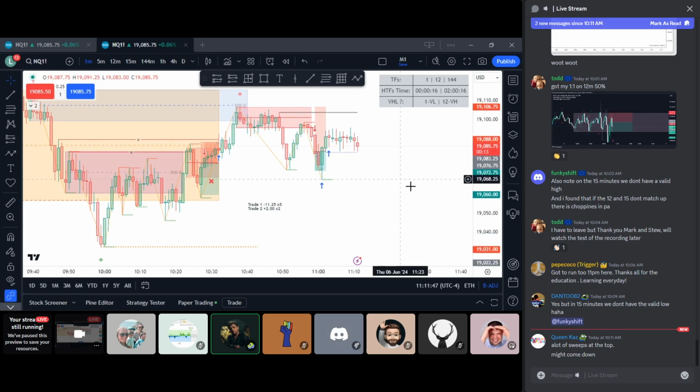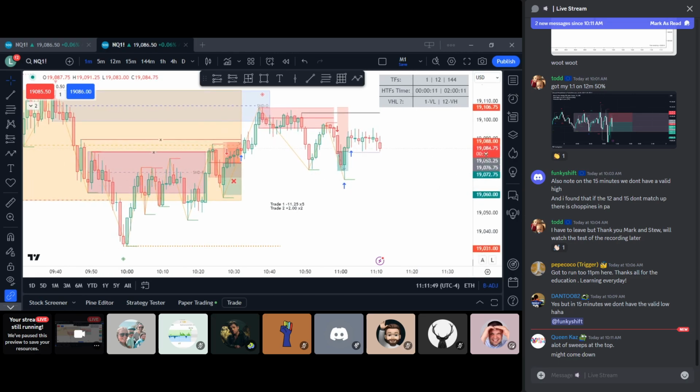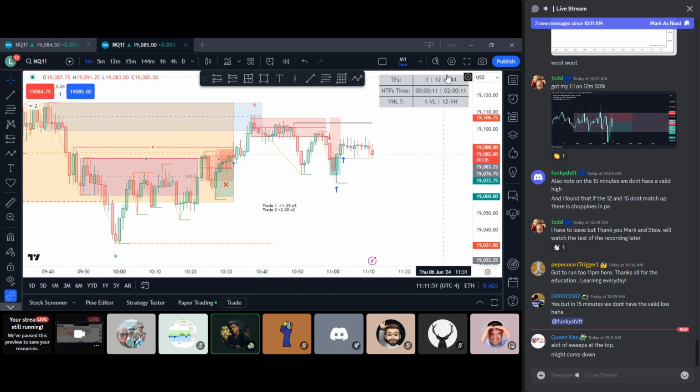It sure looks like it's building liquidity at the top to eventually run.